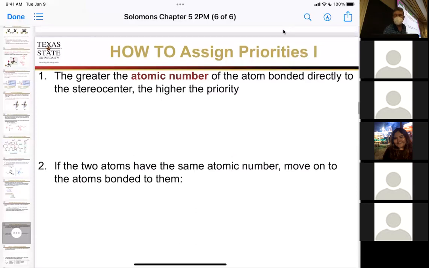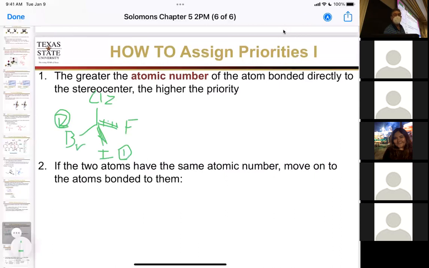So if we drew something like this, and I guess I had to draw stereochemistry here. That was fluorine, chlorine, bromine, and iodine. Which of those has the highest priority? Iodine's the highest number at 53, so we're going to call that priority number 1. Bromine's next, so this would be number 2. Chlorine would be 3, and fluorine would be 4. So that means that hydrogen's almost always 4 because it's the lowest number. That's the first thing we do.